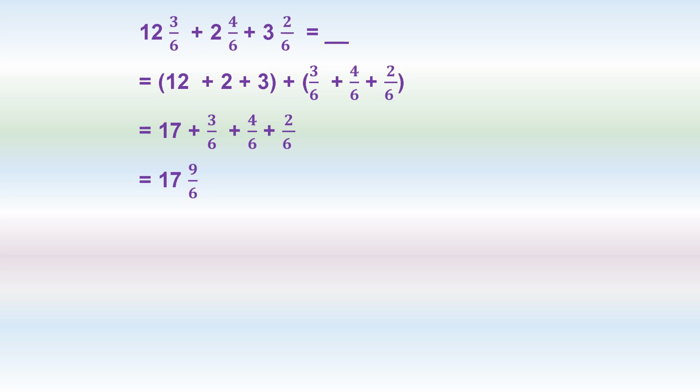So here we can see that 9 is larger than 6. So we can ask how many 6's can go into 9? We're going to say 1. And the remainder, 9 minus 6, is 3. So we're going to say it's basically 17 plus 1 and 3 over 6, which gives us 18 and 3 over 6. Now 3 over 6 is basically half, because 3 divided by 3 is 1 and 6 divided by 3 is 2. So we have 18 and a half.